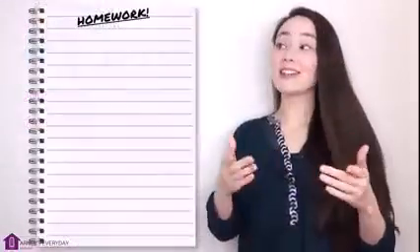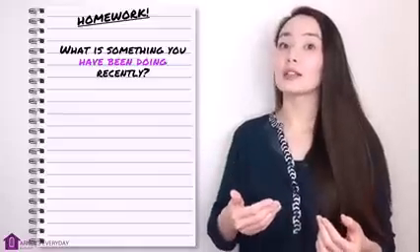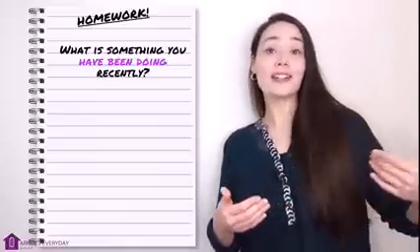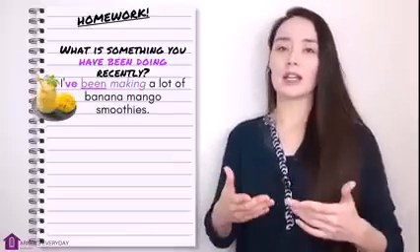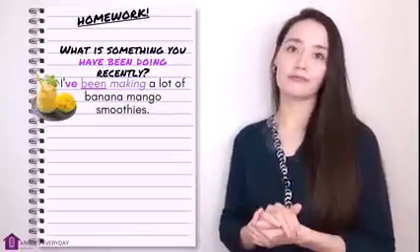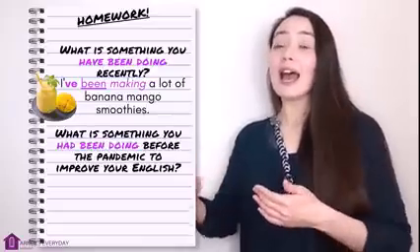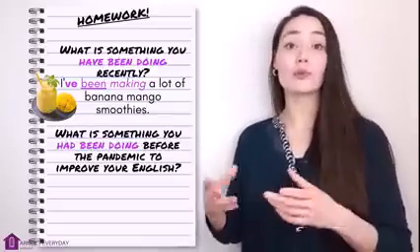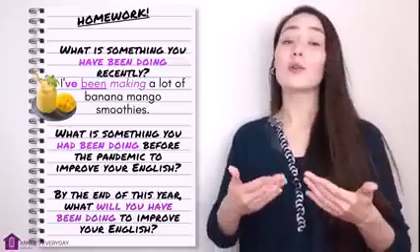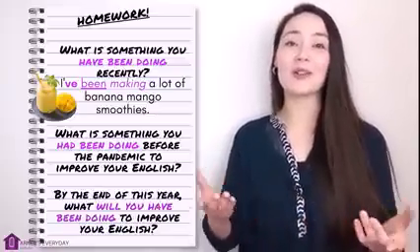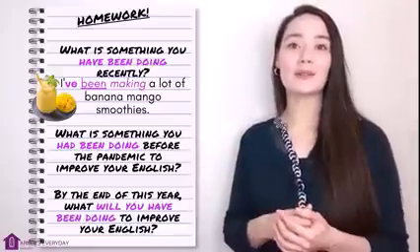Your turn to practice. Here is your homework. What is something you have been doing recently and that you will probably continue to do? I've been making a lot of banana mango smoothies. So good. What is something you had been doing before the pandemic to improve your English? By the end of this year, what will you have been doing to improve your English? Give me your comments down below. I would love to hear from you.